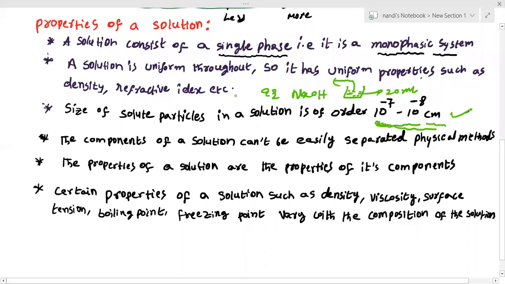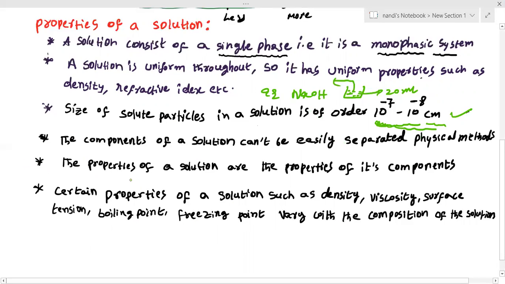The components of a solution cannot be easily separated by physical methods. A physical method could be, for example, hand picking. By looking at any solution, we can't separate out the solute and solvent, which is also a physical method. This is because they are completely miscible with each other and mixed, so you can't separate them.